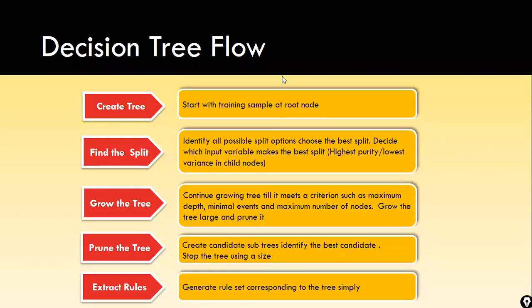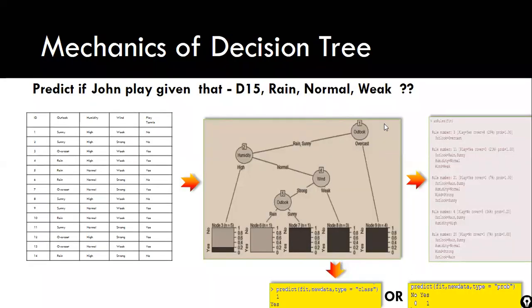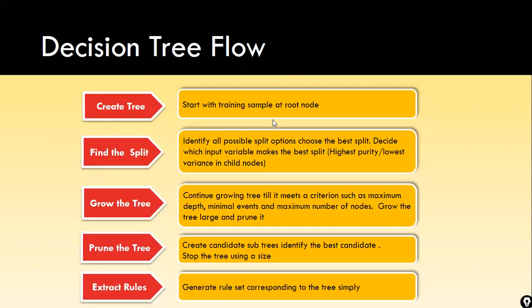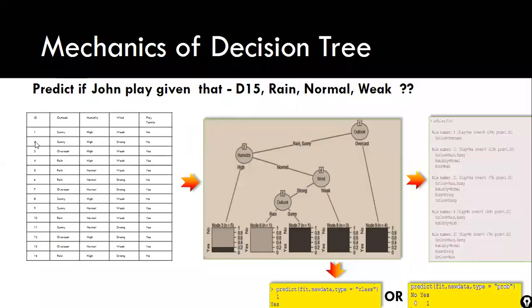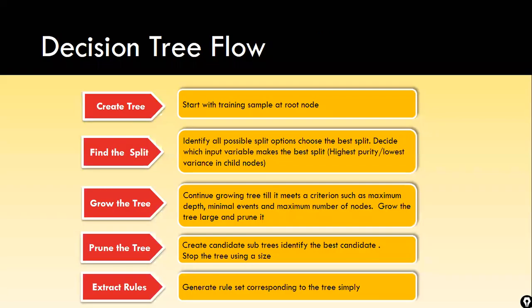And this is the flow of how the decision tree is constructed. First, it creates the tree, starting with the training samples at the root node. In the root node, you will have the entire training data set. Then it finds the split. What do we mean by split? Of these independent variables, which variable should I consider as the root? For that, there is an algorithm available, using which it determines which one is the root node, which one is the immediate branch node, and everything is determined. And then it grows the tree.